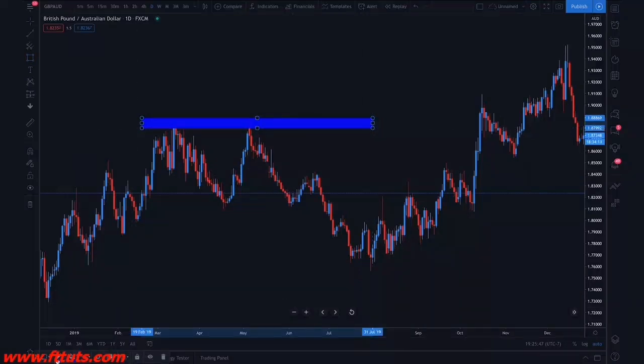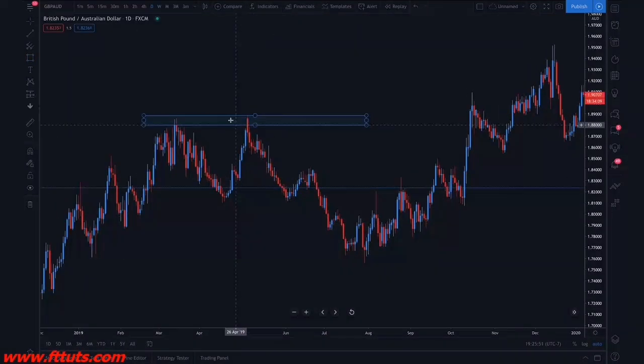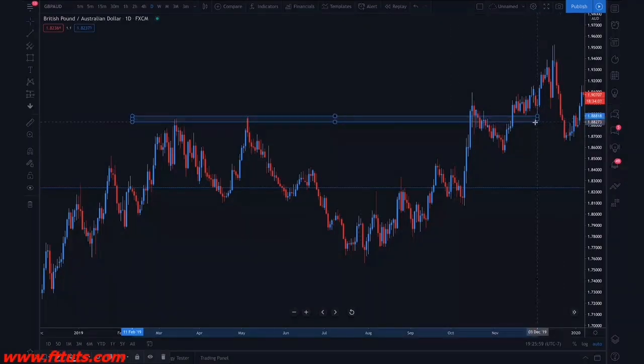This is a terrible box. Let me get it calmed down. Perfect. So what this is, this is the resistance. It's basically saying every time price gets up here, it is going to go back down. And if it breaks through it, then obviously it becomes the new support. I'll get to that in a second.